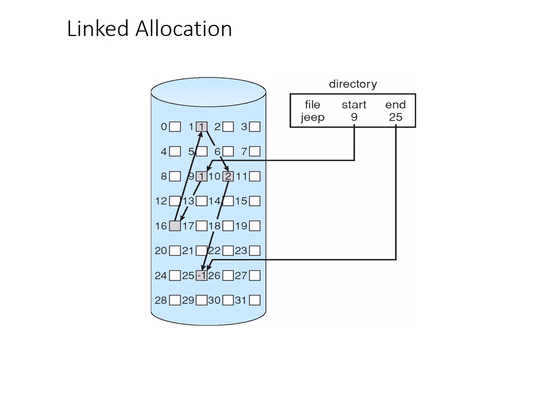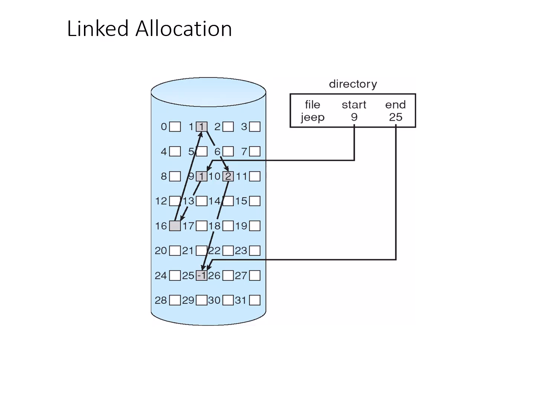Next, a file storage method called linked allocation. It's how an operating system stores files on a disk. Imagine the disk as a long line of blocks numbered from 0 to 31. In our picture, some blocks like 9, 16 and 25 are used by a file named Jeep.